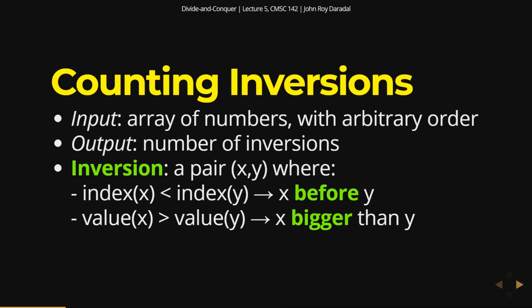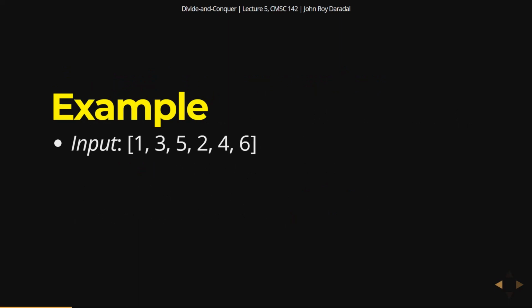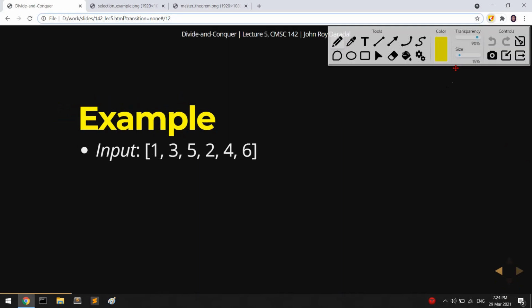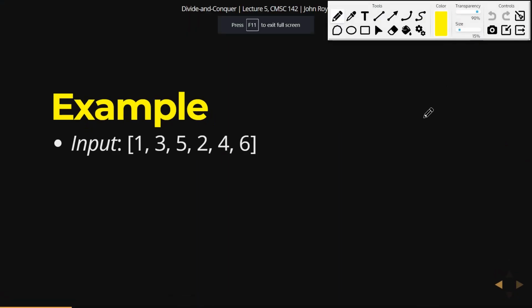Okay, so that is an inversion because they're not in their proper placement. If x is bigger, it should appear after, right, if it's sorted, but it's an inversion if it doesn't follow that. Let's say, for example, if this is the input, what would be the inversions here?